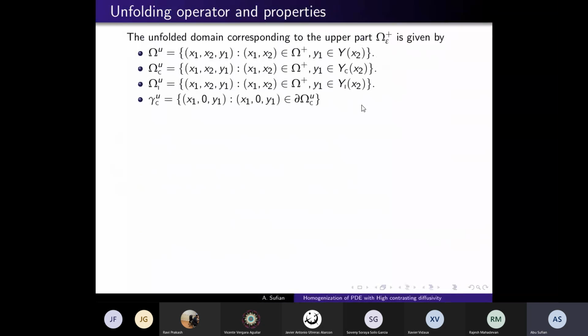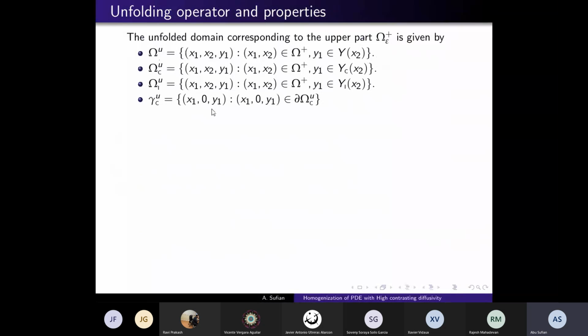The lower and bottom boundary of omega cu I'm denoting by gamma cu. So gamma cu is nothing but the set of (x1, 0, y1) such that (x1, 0, y1) belongs to the boundary of omega cu. So this is nothing but the lower boundary of omega cu.